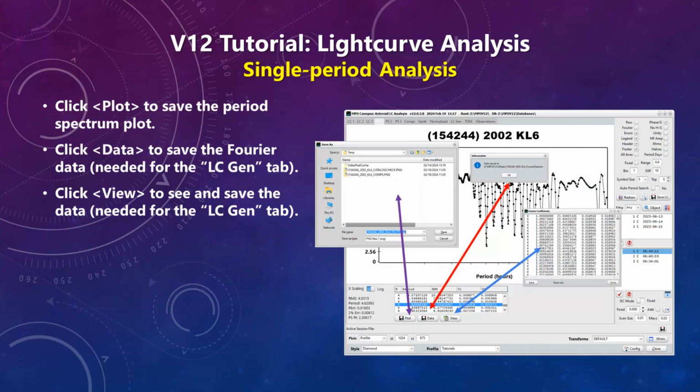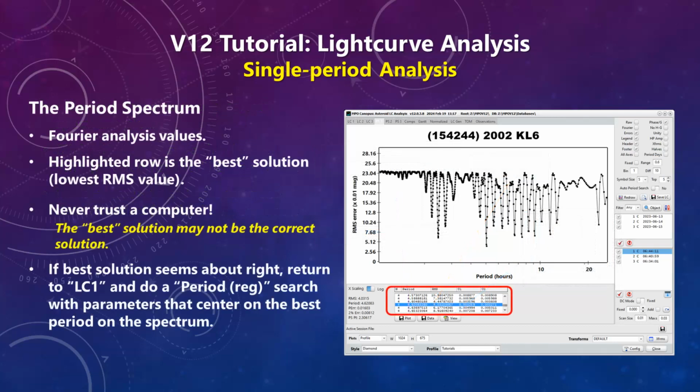Click the View button to see the Fourier data in a read-only text viewer, where you can save the contents to a directory of your choosing. It is the same format as that generated by the Data button. There is a separate period spectrum tab for each Lightcurve tab.